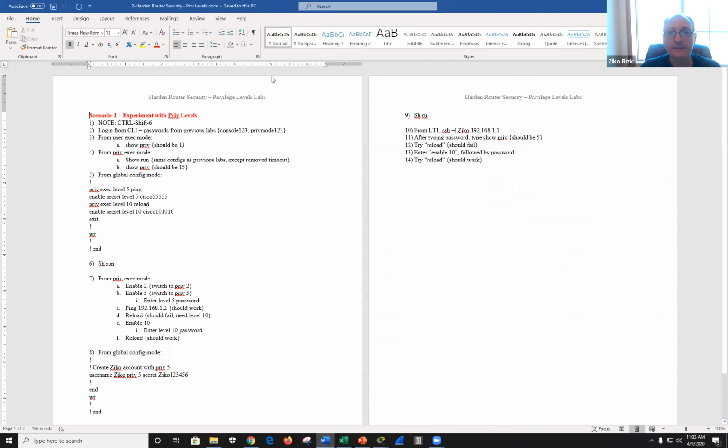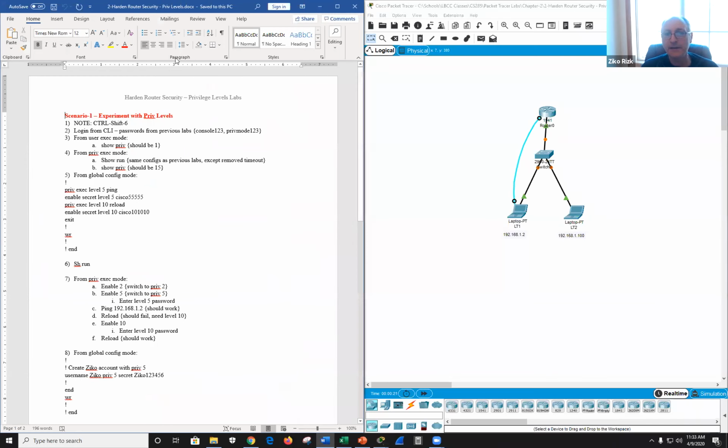Yep, this guy. So this is a fairly small lab. So let's do it. This is the same lab, and if you look next to line number 2, we're using the same passwords we used before. Console, the same lousy, easy to crack, easy to remember passwords. Console 123, priv mode 123. And we will be using these passwords for this entire chapter.